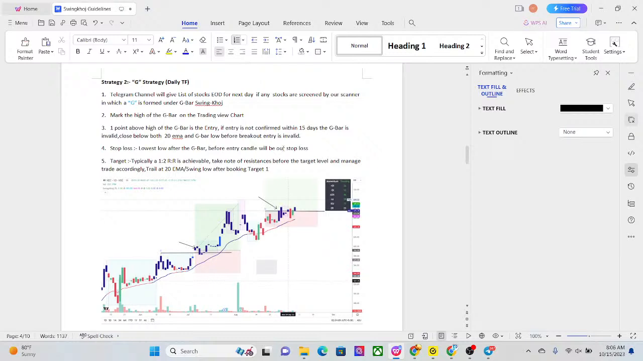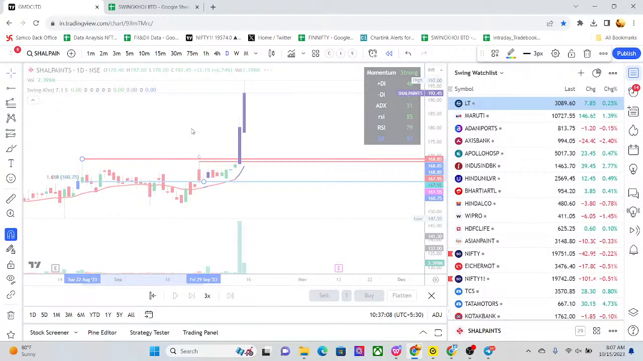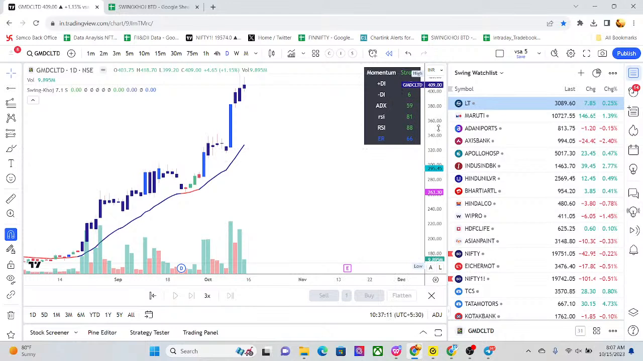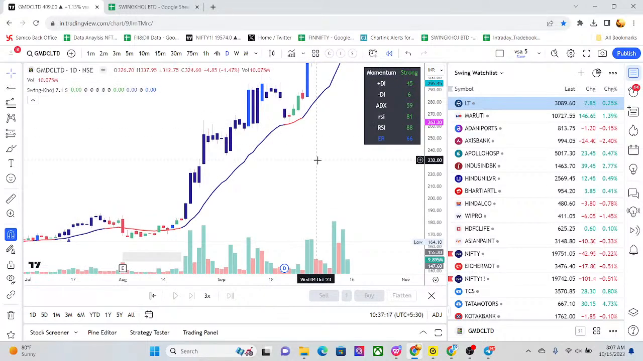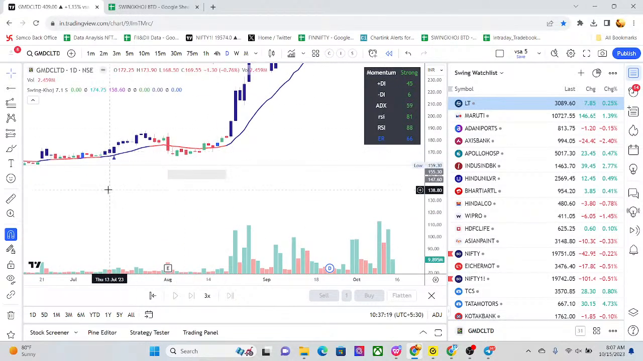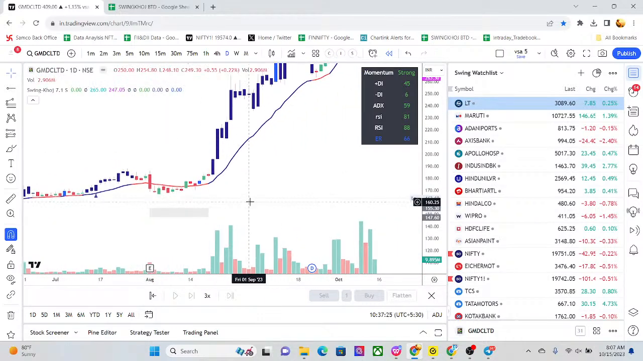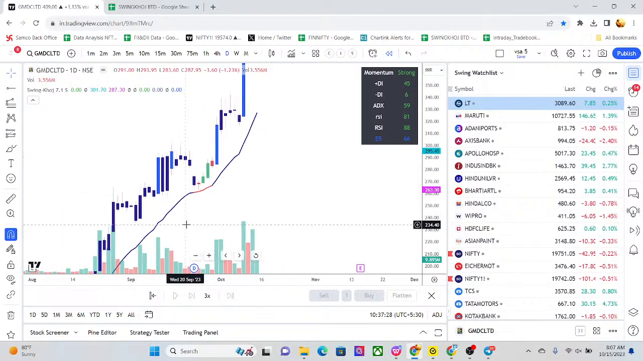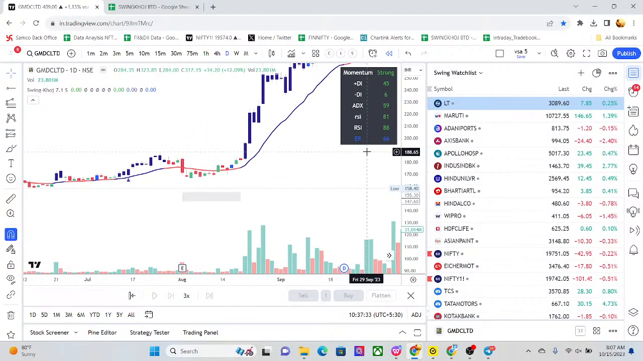GMDC, yeah, okay. We'll check GMDC. There's no G bar here, but you can see blue bar was here. Here was a blue bar. Here was one blue bar. You can see. So it had given good entries. In our group, I had given this GMDC to buy at around this level.